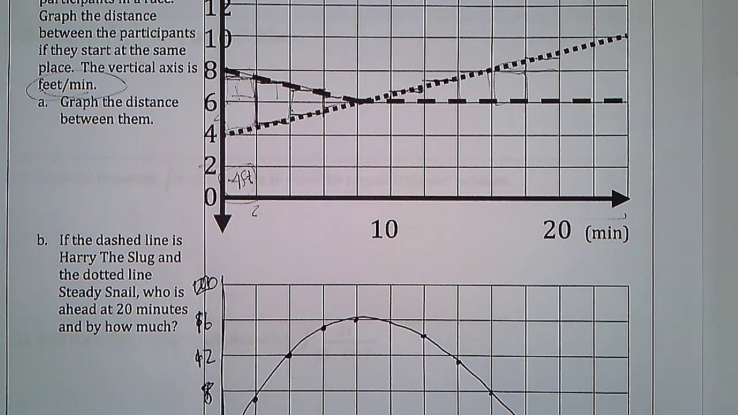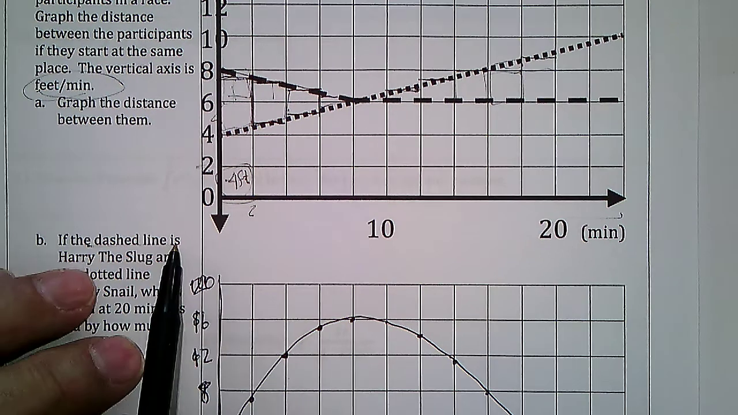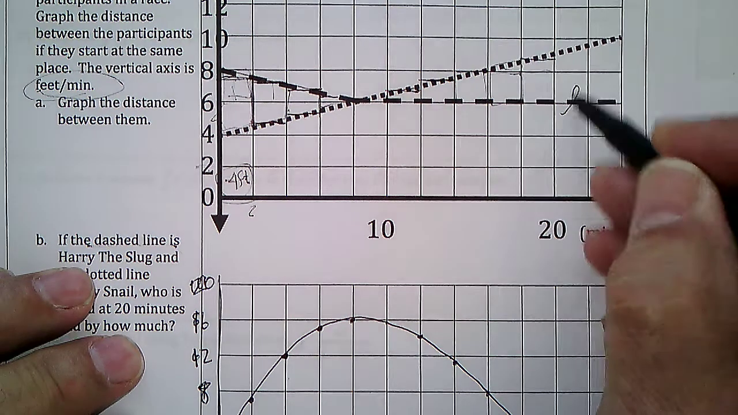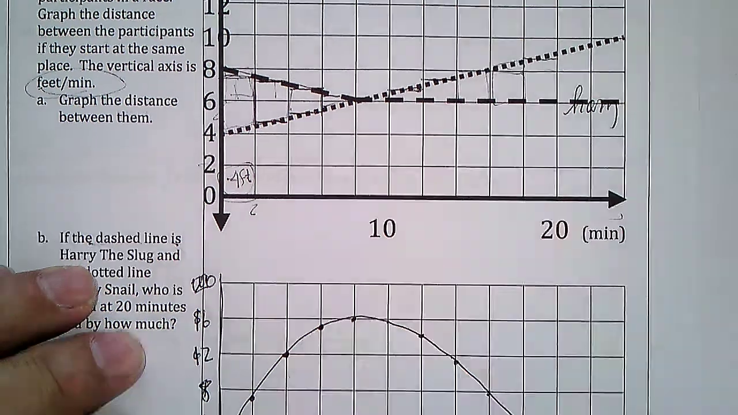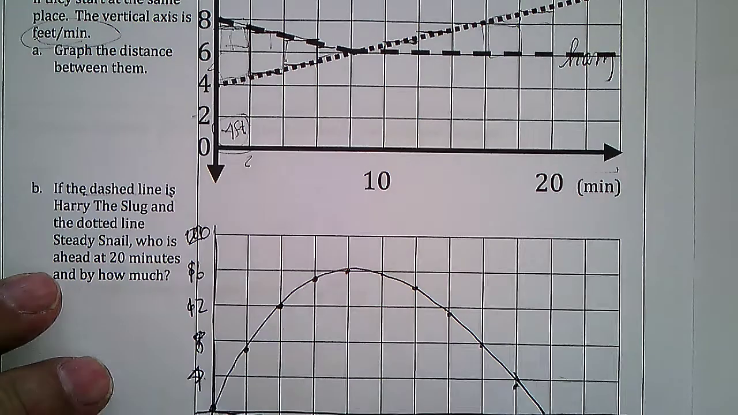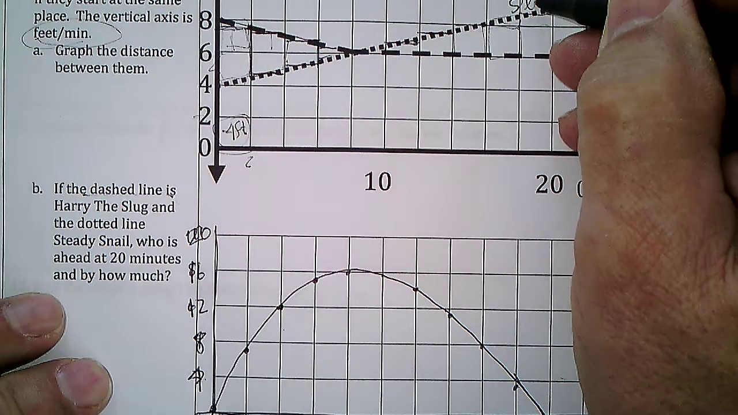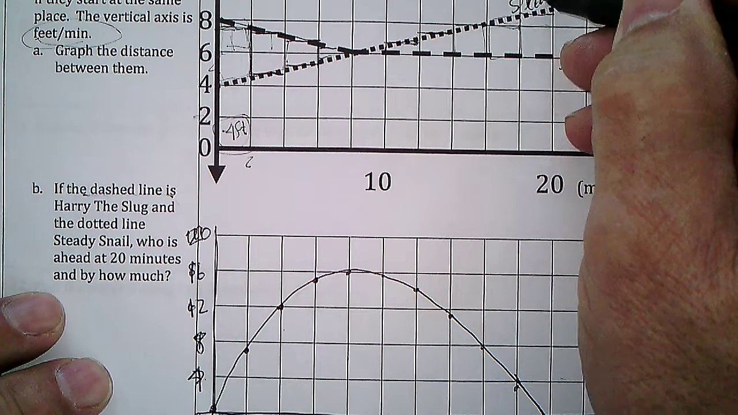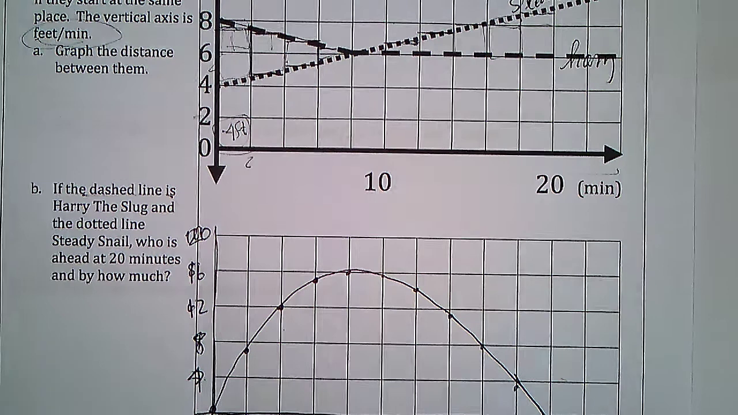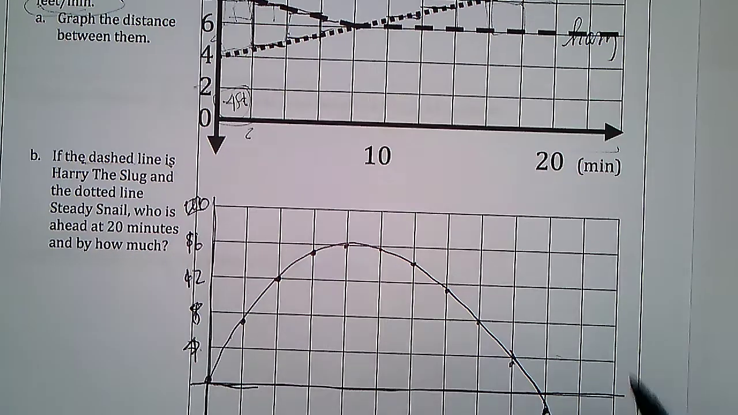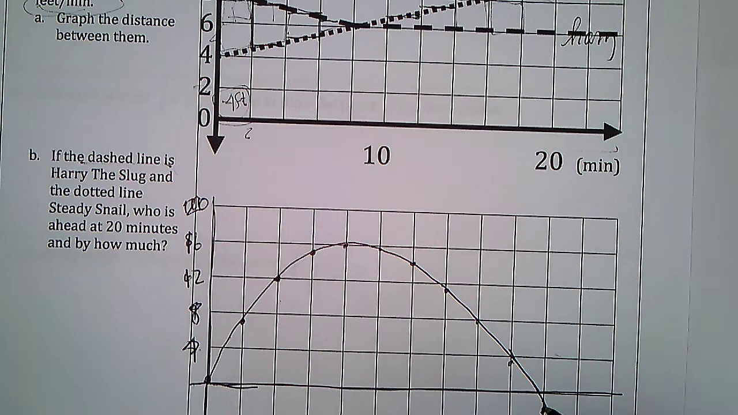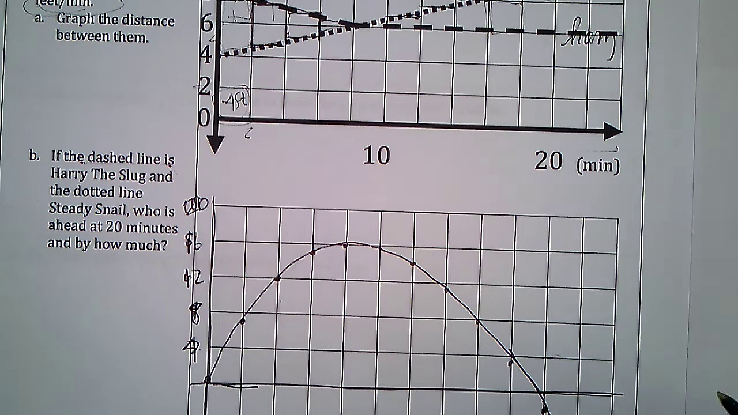And if the dashed line is Harry, and the other one is the slug or snail, who is ahead at 20 minutes? It looks like the snail has finally taken the lead and is probably about 2 feet ahead.